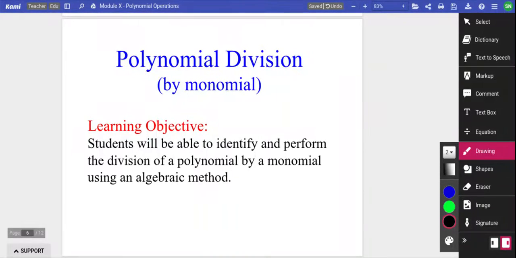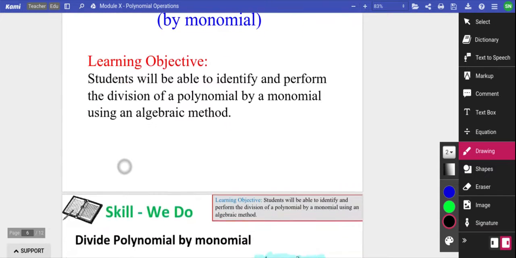Hello, in this video you will be performing polynomial division. You will have to identify the problem as such and then perform the division of a polynomial by a monomial. We will be using an algebraic method.